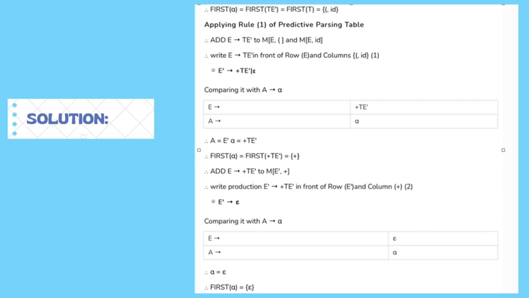Or take E dash tends to epsilon. Compare it with A tends to alpha: E dash tends to epsilon, so A is equal to E dash and alpha is equal to epsilon. First of alpha is equal to epsilon.